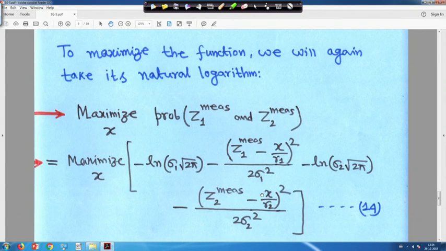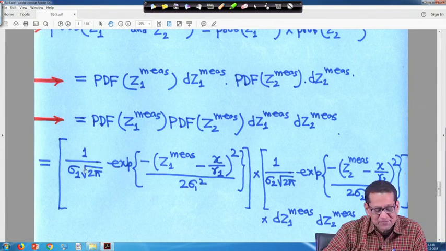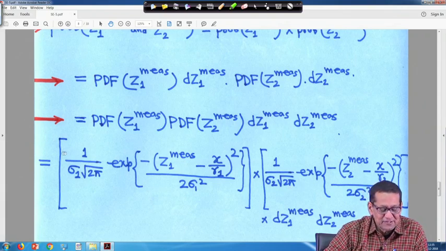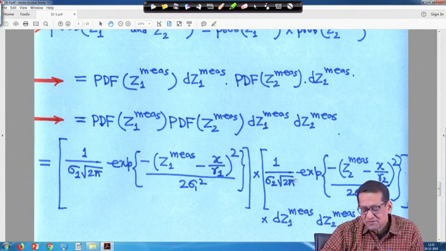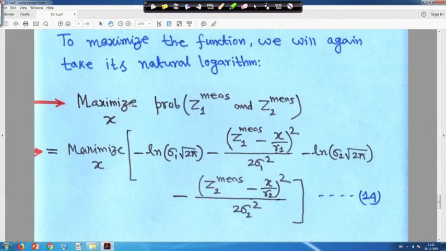That means you take these two PDF functions, this one and this one, and then you take the natural logarithm of the product. So ultimately it will be minus of ln sigma 1 root 2 pi, then minus of (z1 measure minus x upon r1) whole square upon 2 sigma 1 square, then minus of ln sigma 2 root 2 pi, then minus (z2 measure minus x upon r2) whole square upon 2 sigma 2 square, because you just take the product and take the natural logarithm. So it will come like this.